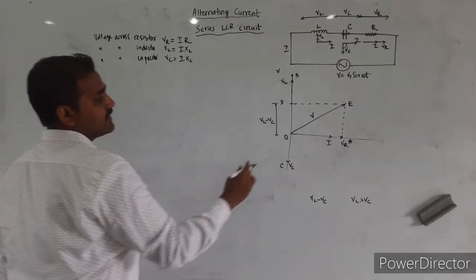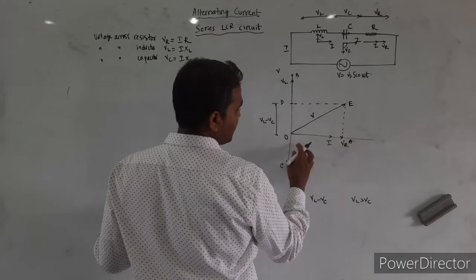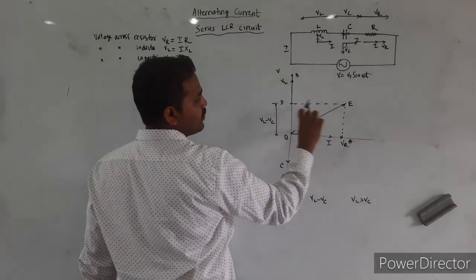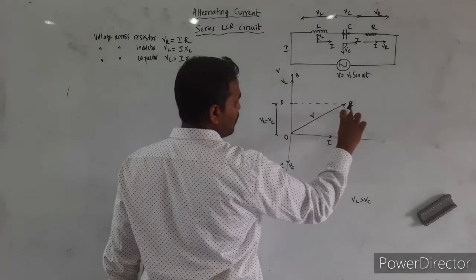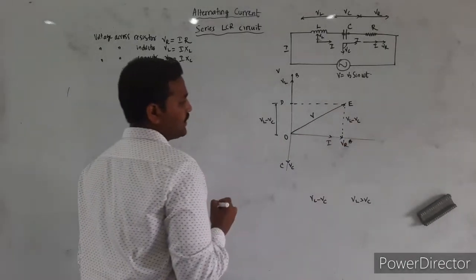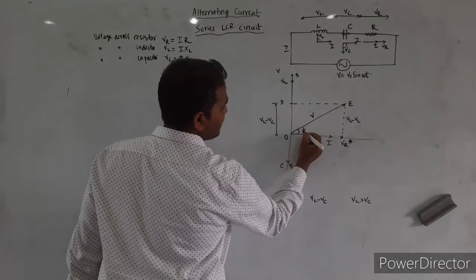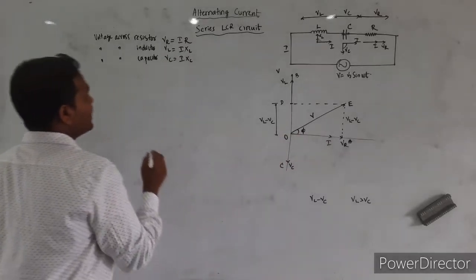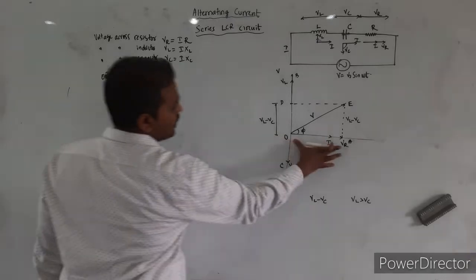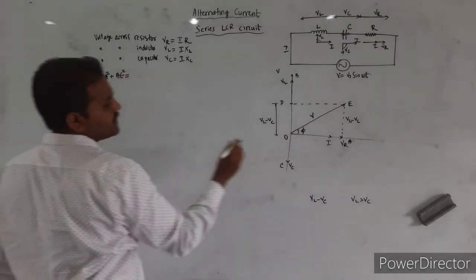Then consider this right angle triangle here, OAE. Considering the right angle triangle OAE, this OD is equal to OE, is it not? OD is equal to OE. So this I can write as VL minus VC. So using the Pythagoras theorem, let us consider the angle here, it is phi. Using the Pythagoras theorem, I can write OA square plus AE square is equal to what?